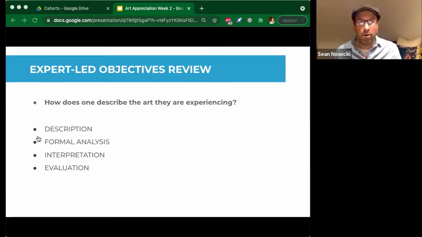Okay, so there are 4 ways to describe a work of art. First, there's the actual description. You just name things. And then there's a formal analysis. We'll get into this, but basically that just means understanding the form itself of the work of art. And then it starts to get a little more complicated, because then you bring yourself into the interpretation. And then the evaluation gets even more complicated, because that requires some context. But we can make it through this. So can you go to the next one, Ben?